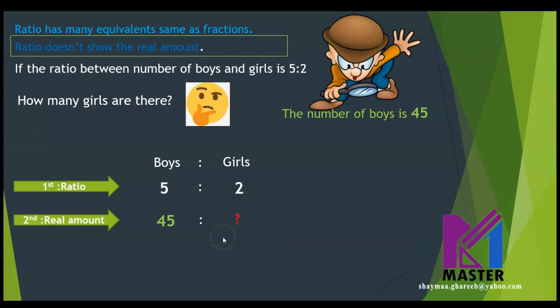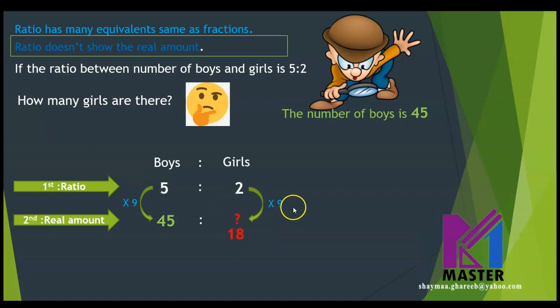What should I do? I will look and compare the number of boys in the ratio and the number of boys in the actual amount or the real amount. So the 5 here became 45. What happened? It is multiplied by 9. So I will do exactly the same to the number of girls, which is multiplying by 9. 2 times 9 gives 18. Then there will be 18 girls.